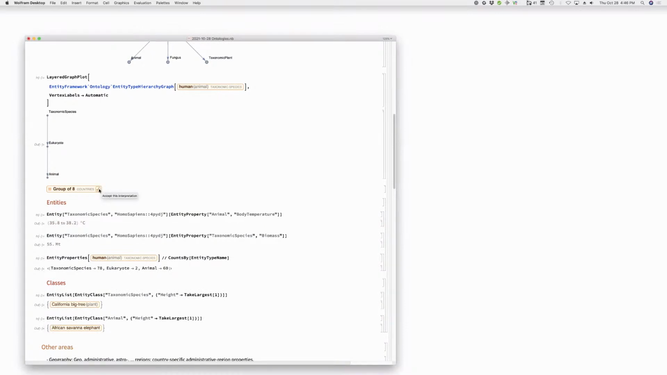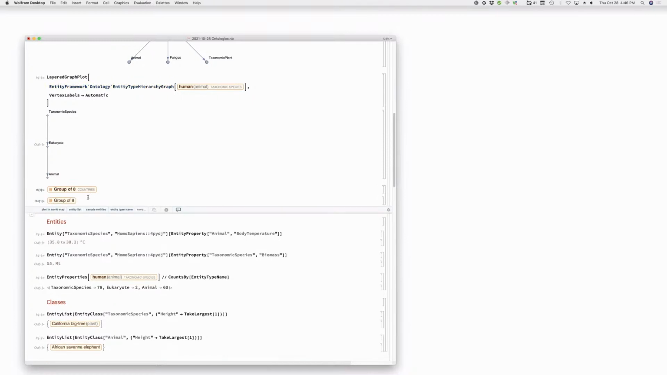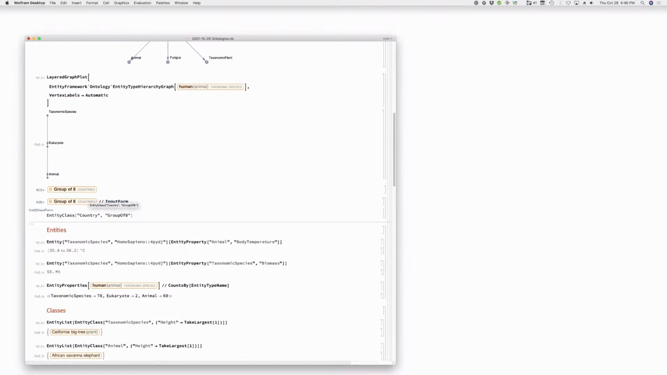Okay, wait a minute. How do I get this thing? Entity list. No, I don't want entity list. I want to see what this is. Also, Control Shift I, input form. Okay, so that's an entity class. Oh, I see, that's an implicit entity class. No, that's an explicit one. No, that I know, but I'm looking down here. These are implicit entity classes. Right, entity classes within that type.